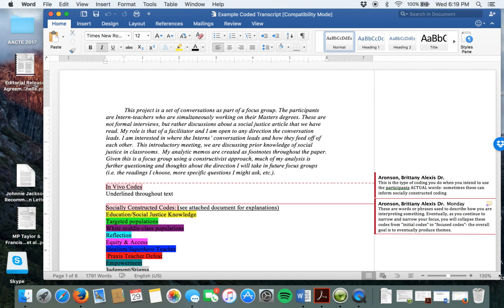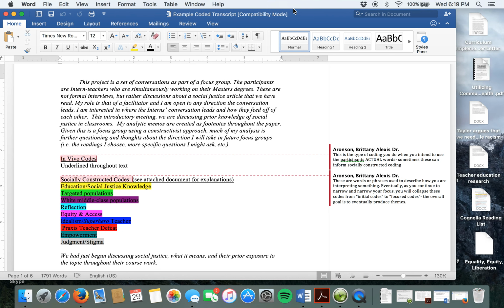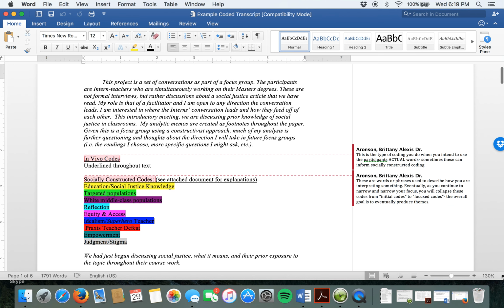I'm going to talk about two types of codes today that I use the most frequently: in vivo coding, which you see here, as well as socially constructed codes. So this sample manuscript that you can read through here, I'll read the top. It was part of focus groups that I held, and the participants are intern teachers, so they're practicing, learning to become a teacher while they're working on their master's degree.